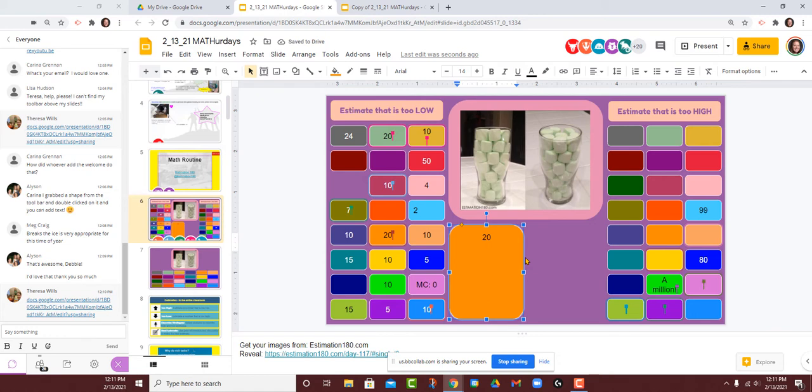I think it's too low because I can actually count 20. And so I know there's a lot more than that.